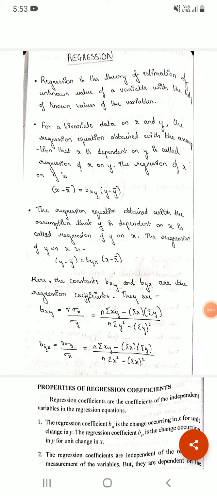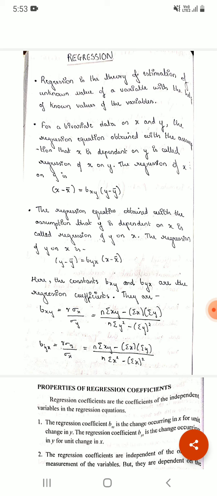Students, in a previous class we had completely studied the concept of correlation. So today we will move to the next concept of the fourth unit, that is regression. So what is regression? When there are two variables which are correlated, that is, there is some relationship between the two variables, then the unknown value of one of the variables can be estimated by using the known value of the other variable.